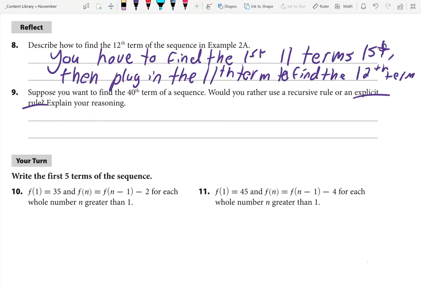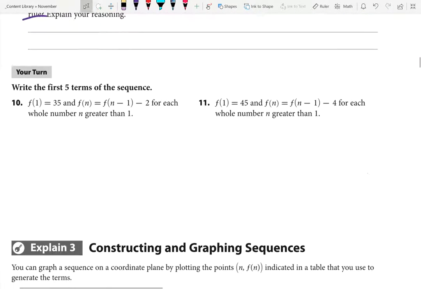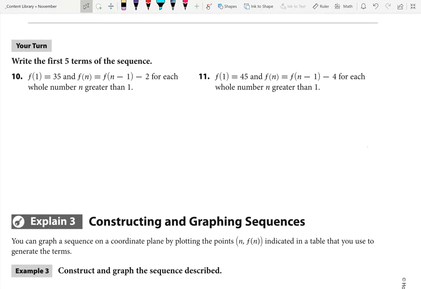The recursive rule would require me to find the first 39 terms and then find the 40th. So I'd have to do it 40 times in order to find the 40th term. Whereas with the explicit rule, I could just plug in 40. I don't have to find the first 39 terms. Just plug in 40 and I would get the 40th term, which is really helpful. But you can't have it both ways. So recursive is recursive, explicit is explicit, and they don't really alternate.